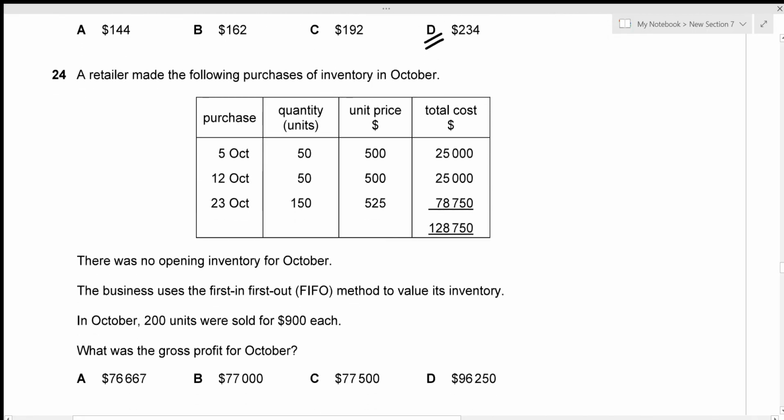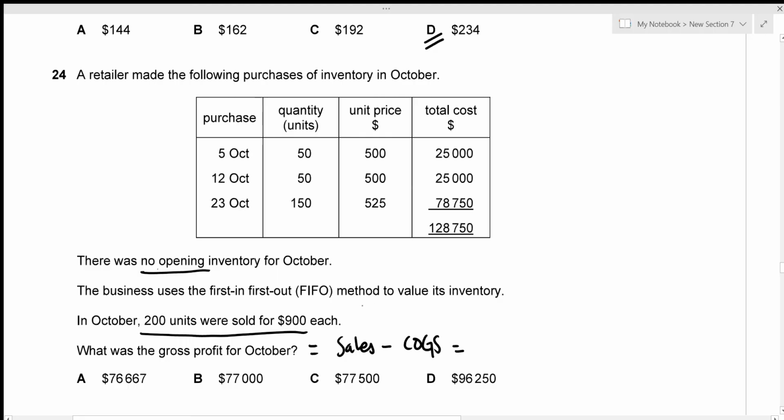A retailer made the following purchases of inventory in October. So that's 3 purchases. We're given that there was no opening inventory, and the business uses the FIFO method to value its inventory. So whichever inventory was purchased first, that's going to be sold first. And in October, 200 units were sold for 900 each. We need to figure out the gross profit.